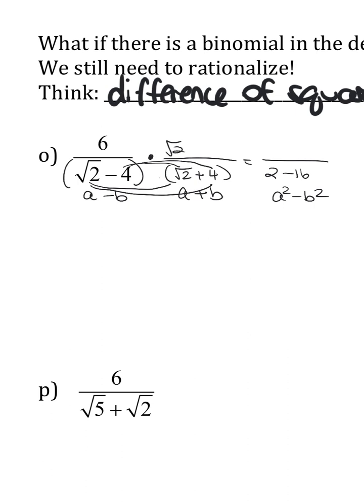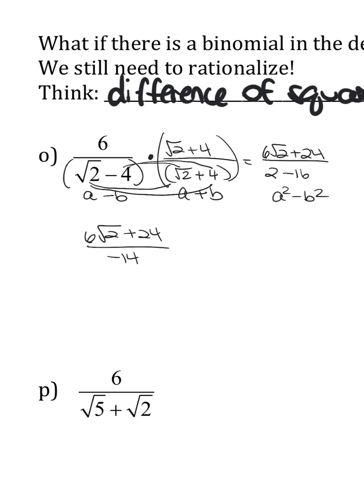Make sure you know too that what you do in the top you have to do in the bottom or vice versa because you need to multiply by a factor of 1. So this would give me 6 root 2 plus 24. So here's what I have right now. 6 root 2 plus 24 all over negative 14.